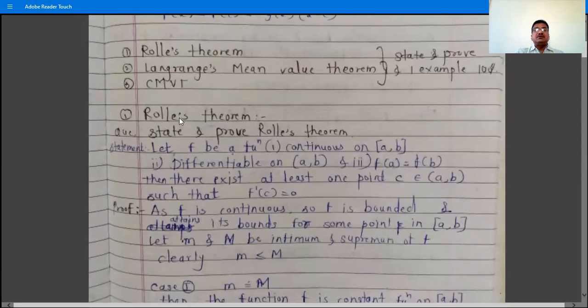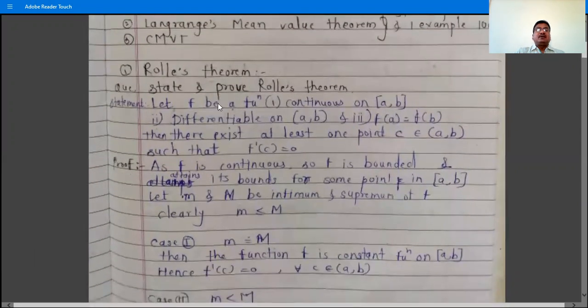So the first theorem is Rolle's theorem. The question is: state and prove Rolle's theorem. That is, we learn the proof as well as the statement of the theorem. Let f be a function satisfying these three conditions. Number one, f is continuous on the closed interval [a, b]; two, differentiable on the open interval (a, b); and the third condition is f(a) is equal to f(b). That is, the value at the first point and the value at the last point are the same.